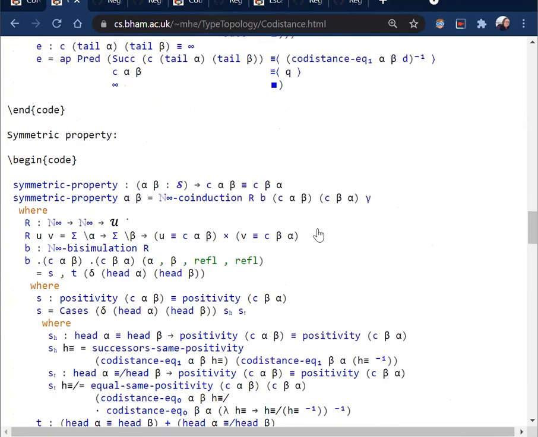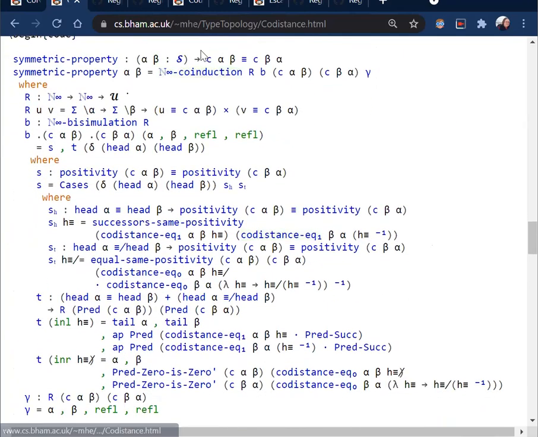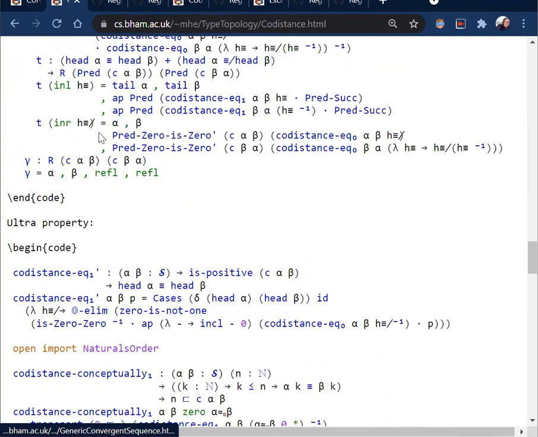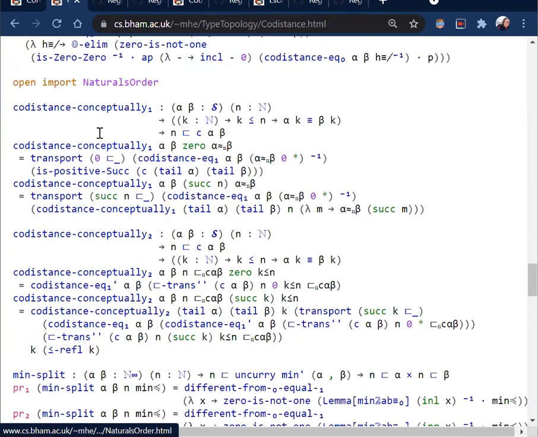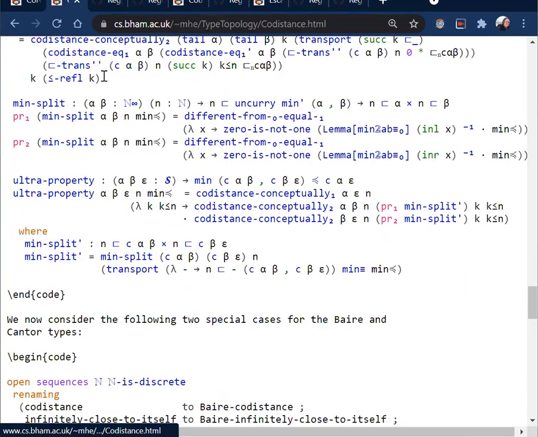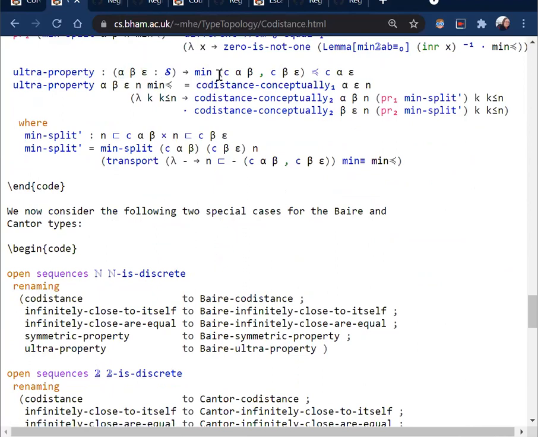Also, the codistance should be symmetric. That makes sense. So the codistance between A and B is the same as the codistance between B and A. And finally, we get what we call the ultrametric property, which is a very long proof. But basically what it says is it's kind of like a version of the triangle inequality. So if we have A, B, and E, then the minimum of the codistance between A and B, or the codistance between B and E, is always smaller than or equal to the codistance between A and E. That's kind of like the version of the triangle inequality. So all these things are proved.